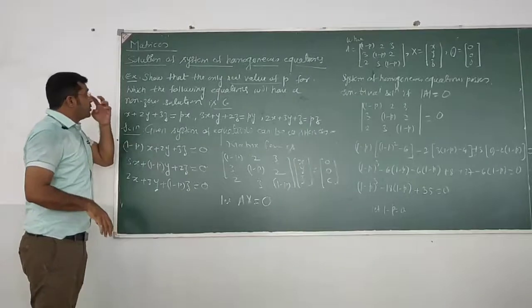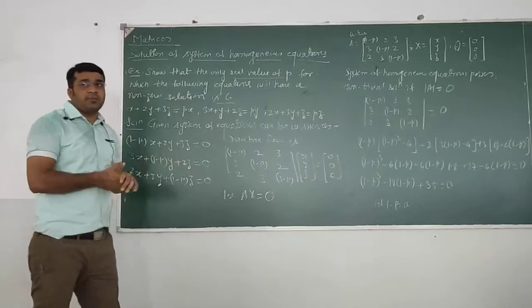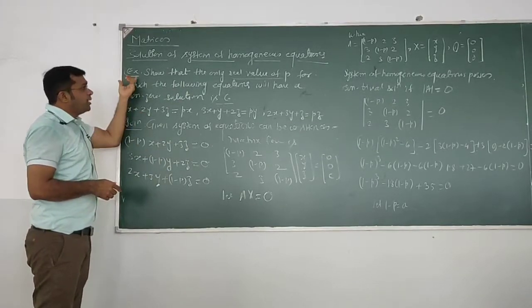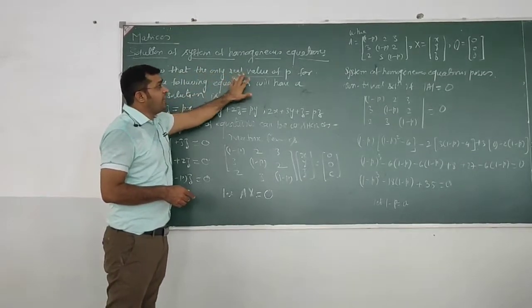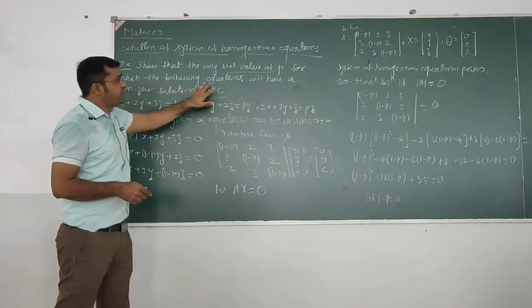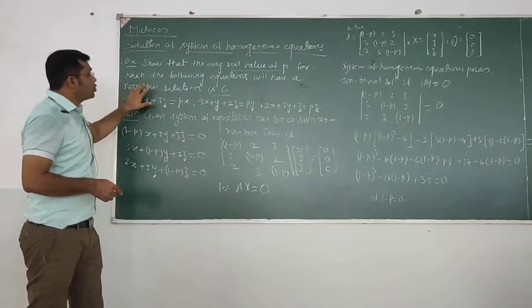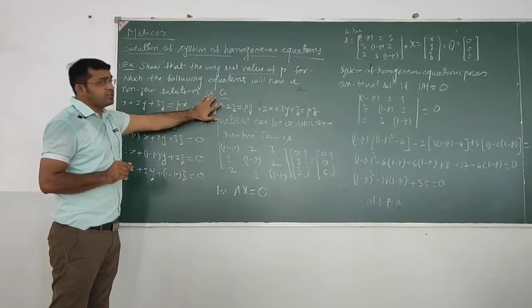Okay, today we are seeing the topic, solution of a system of homogeneous equations. This comes under matrices. So we have one example. The example is: show that the only real value of p for which the following system of equations will have a non-zero solution is 6. So we have to show that the value of p is 6.